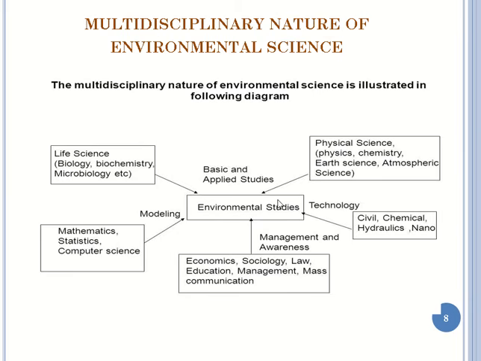For example, to study the abiotic component, we require the knowledge of physical science. Then to study the biotic components, we require the knowledge of biology. Then mathematics is required for environmental modeling. Then to create management and awareness of the environmental problems, we require the knowledge of economics, sociology and laws. Then comes the use of technology which will help us to conserve the environment or prevent environmental problems. We require the knowledge of engineering, hydraulics, etc.